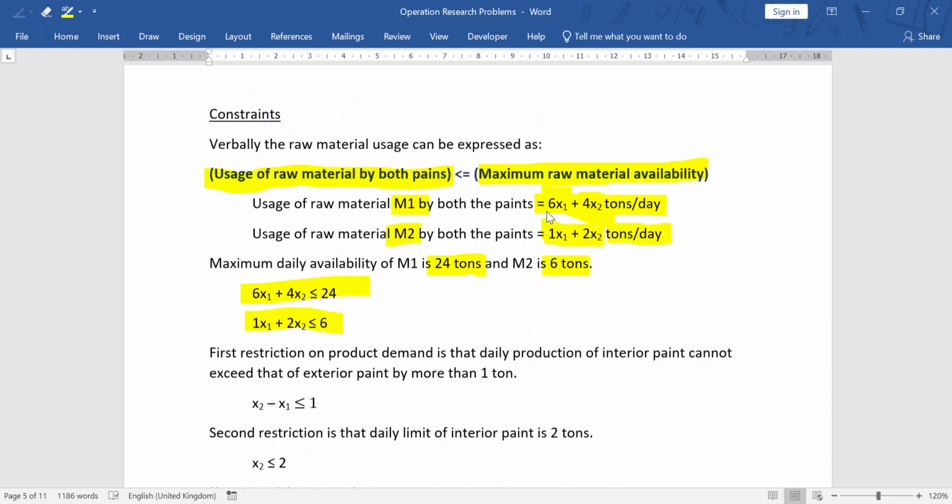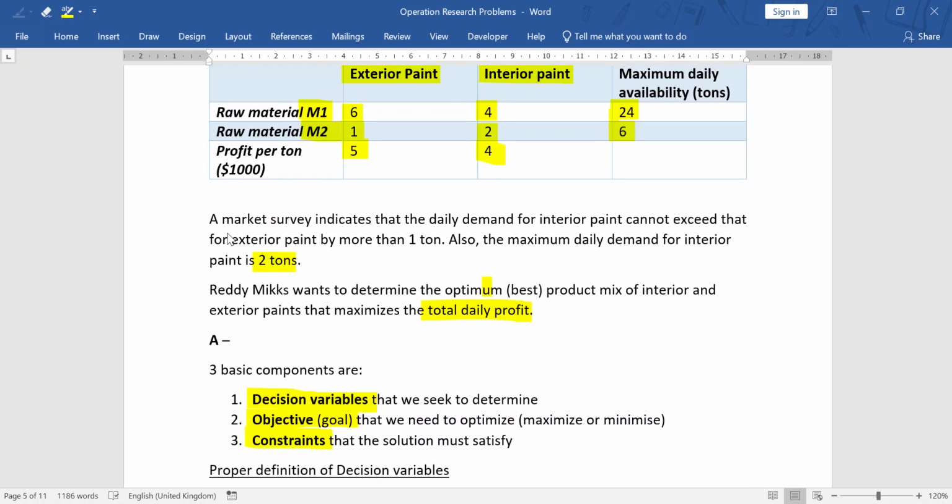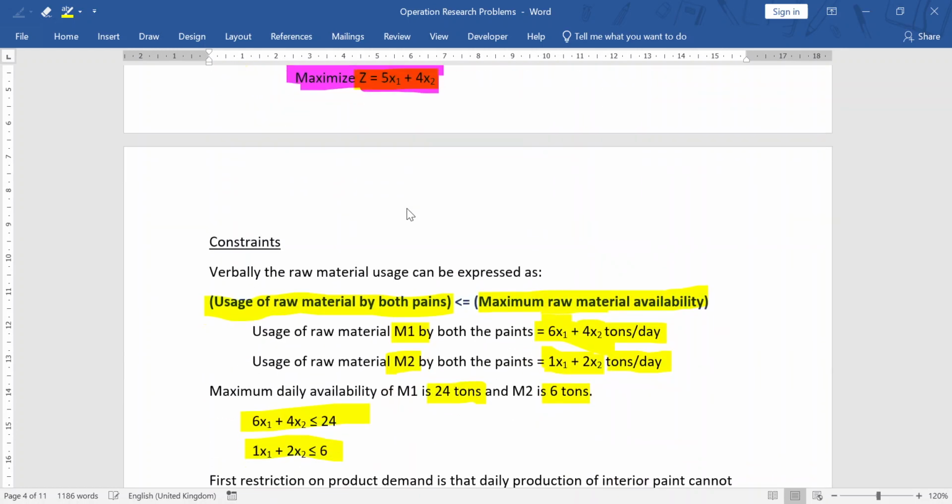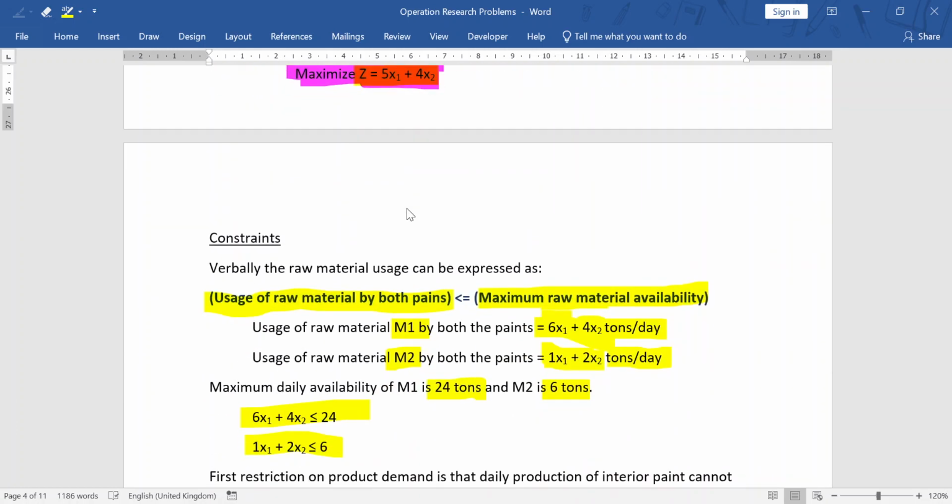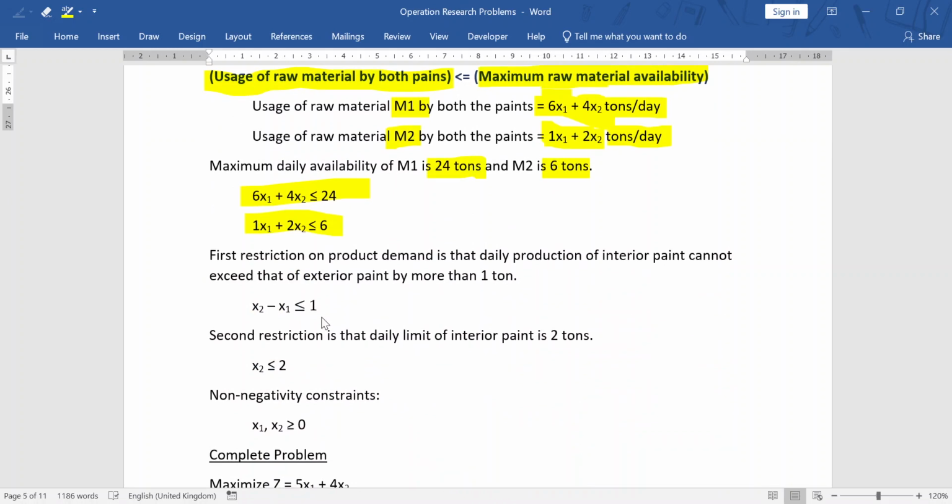So we are given some restrictions after the problem. A market survey indicates the daily demand for interior paint cannot exceed that for exterior paint by more than 1 ton. So x2 is the daily tons of interior paint produced, and x1 is the daily tons of exterior paint produced. So x2 minus x1 cannot exceed 1, so x2 minus x1 is less than or equal to 1.